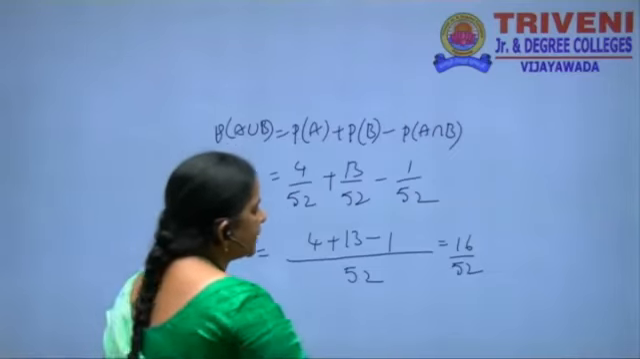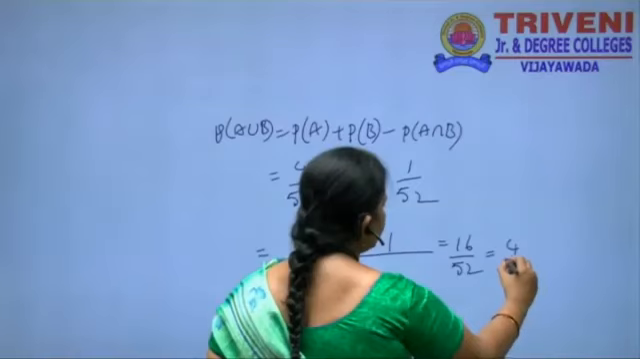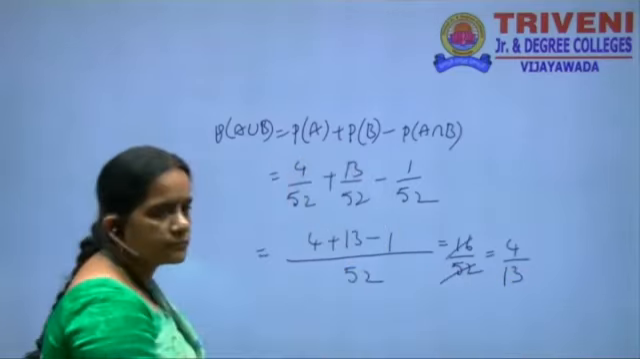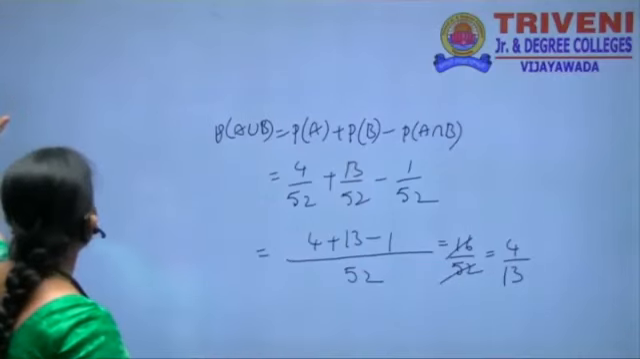Then cancellation we can get here. 4 fours will cancel out 4 times, here 13 times. And then we are going to the next problem.